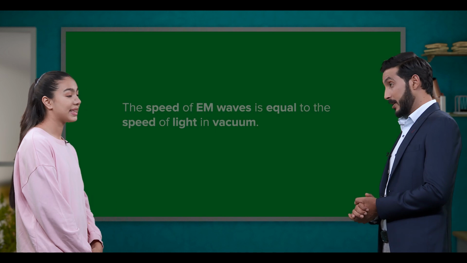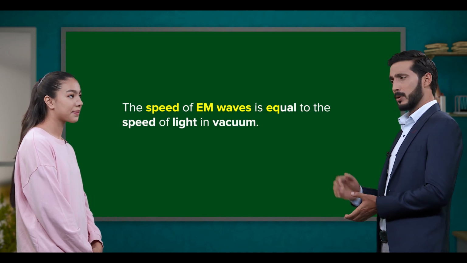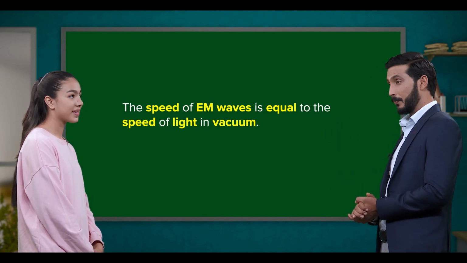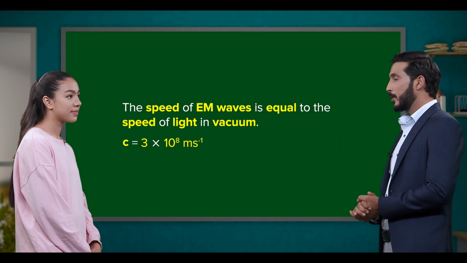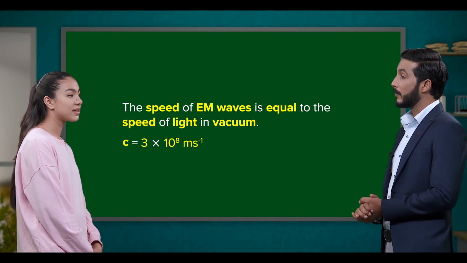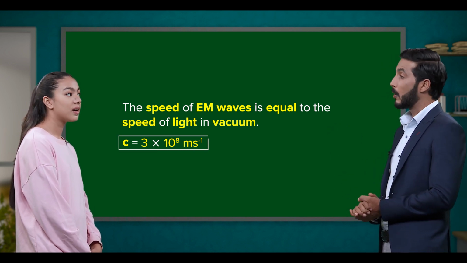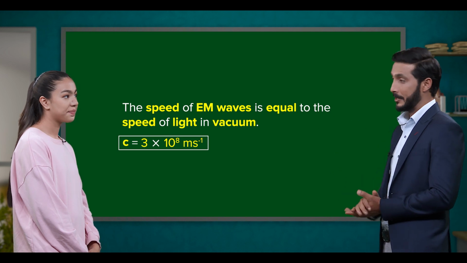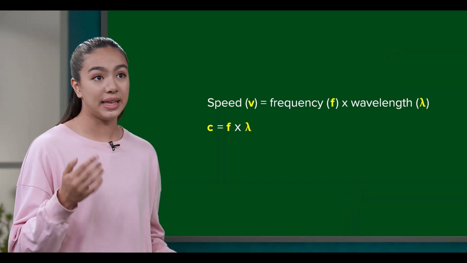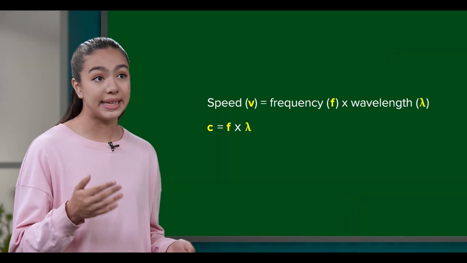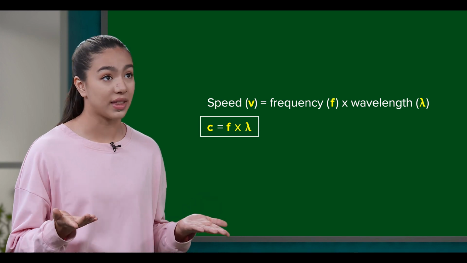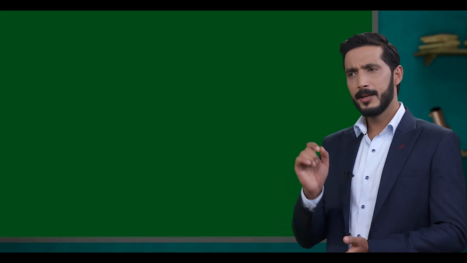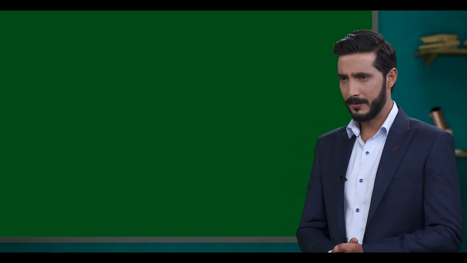Indeed. The speed of an EM wave is equal to the speed of light in vacuum, represented by c, which has a constant value of 3 times 10 to the power of 8 meters per second. Then the speed of the EM wave can be written as c equals frequency times wavelength. Exactly. And here's the pith of the concept.